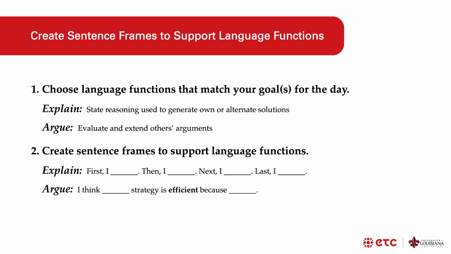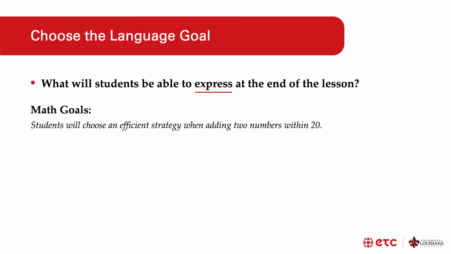So they're stating their purpose, they're stating their stance. I think blank strategy is efficient. And then because blank. So adding that "because" as part of the sentence frame and explicitly setting that expectation at the outset of the lesson lets students know that they can't just say, oh, it's efficient, but they have to name the strategy and give a reason. And so that sets them up to be successful with argumentation from the start of the lesson.